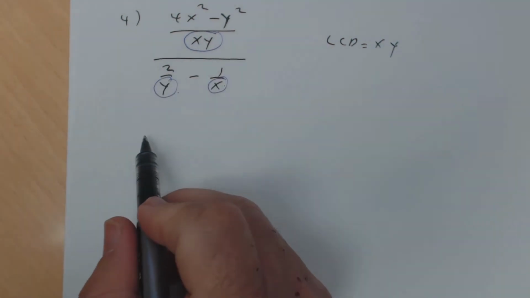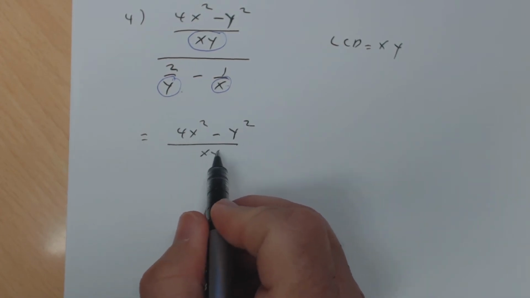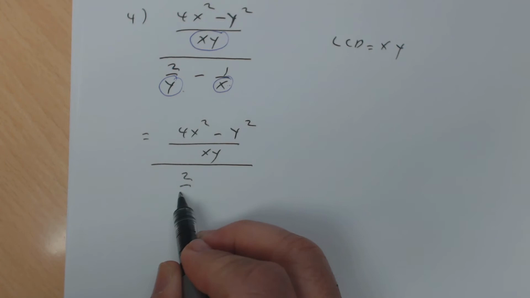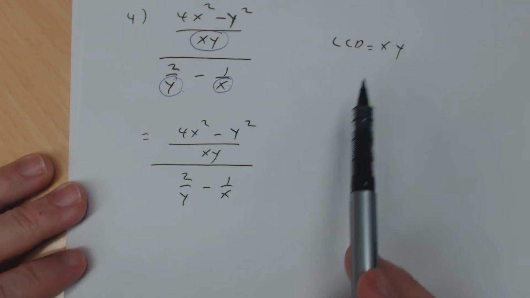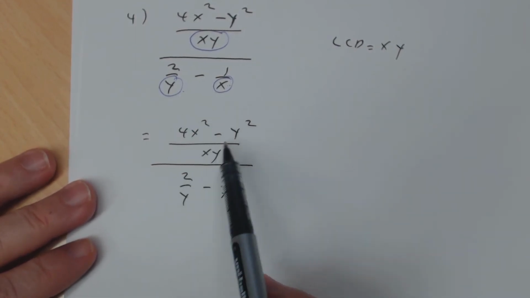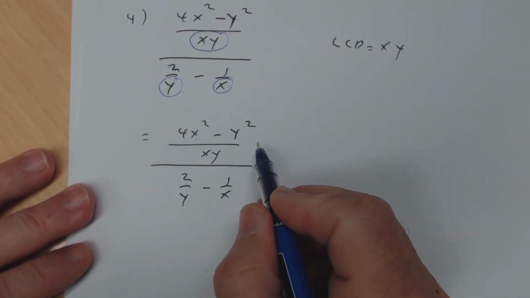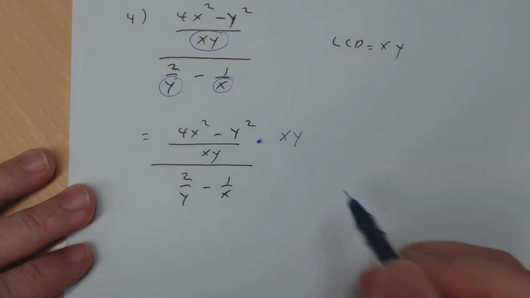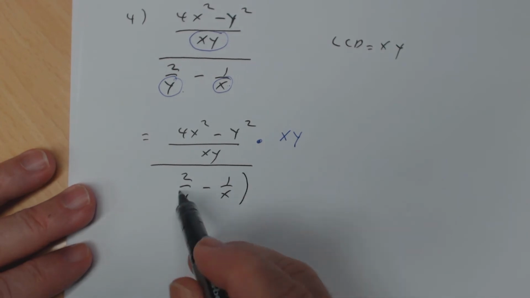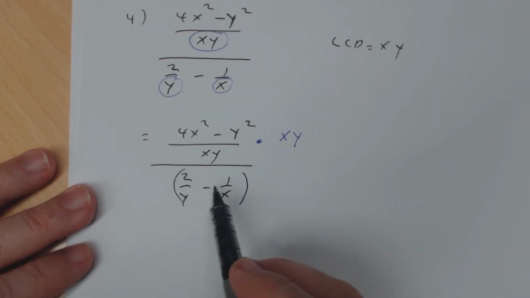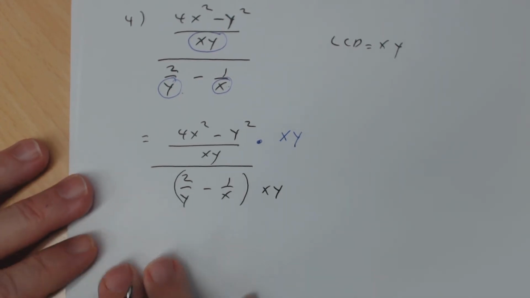Okay, so I'm going to rewrite this over. So 4x squared minus y squared divided by xy. All that's being divided by 2 over y minus 1 over x. Alright, so I multiply both numerator and denominator by the xy. Now you see that numerator, that's just one fraction. So I'm not going to put parentheses, I'm just going to say times xy. See this denominator, those are two fractions, so I'm going to put those in parentheses. Both of those have to be multiplied by xy. So what I do to the numerator, I do to the denominator.